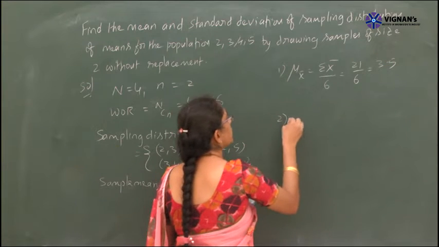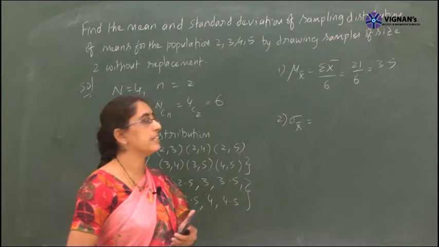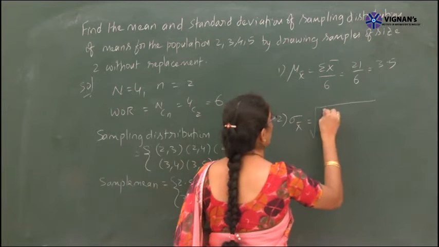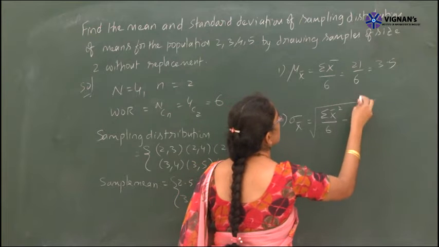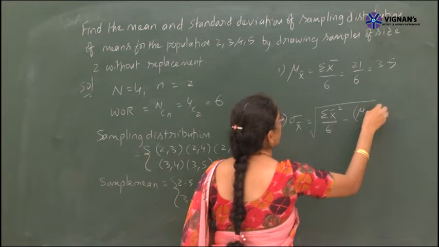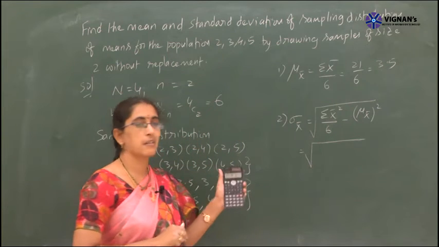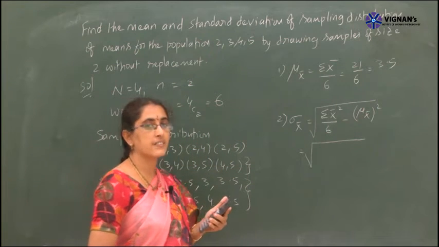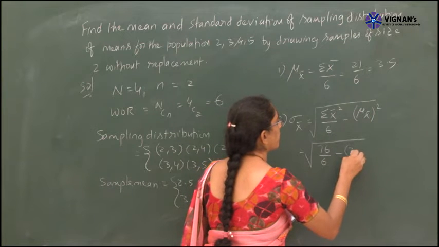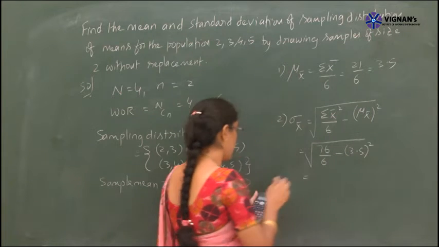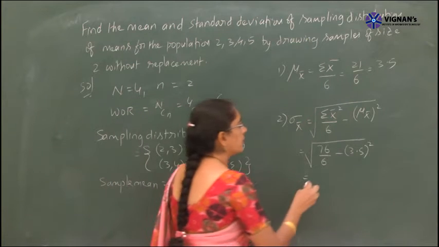Then second thing you have to find is standard deviation of the sampling distribution of means. So square root of summation x bar square by 6 minus here mu x bar square. So that means here shift 1 if you press summation x bar square, it is 76. So 76 by 6 minus 3.5 square. So this is given by shift to second option, which is 0.6455.